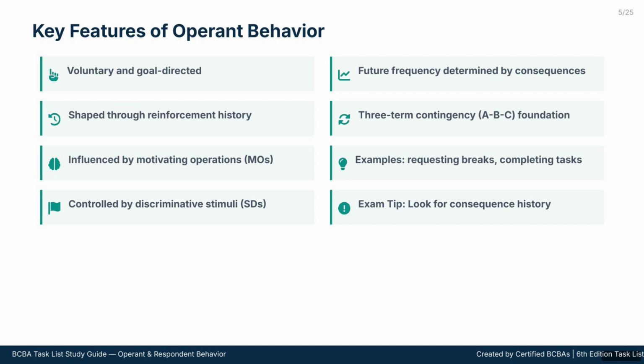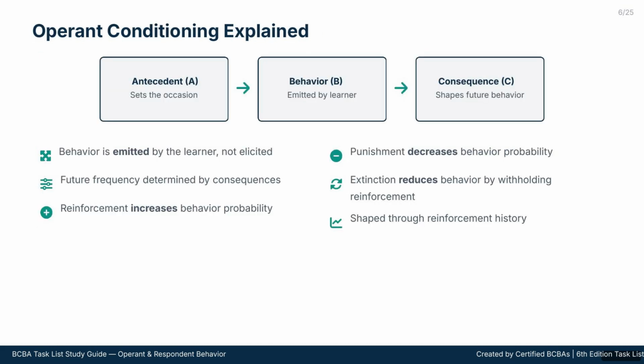On the exam, a key strategy is to look for consequence history. If consequences are shaping future behavior, you are likely dealing with operant behavior. Operant conditioning follows the A, B, C sequence. The antecedent sets the occasion. The behavior is emitted by the learner, and the consequence shapes future responding.